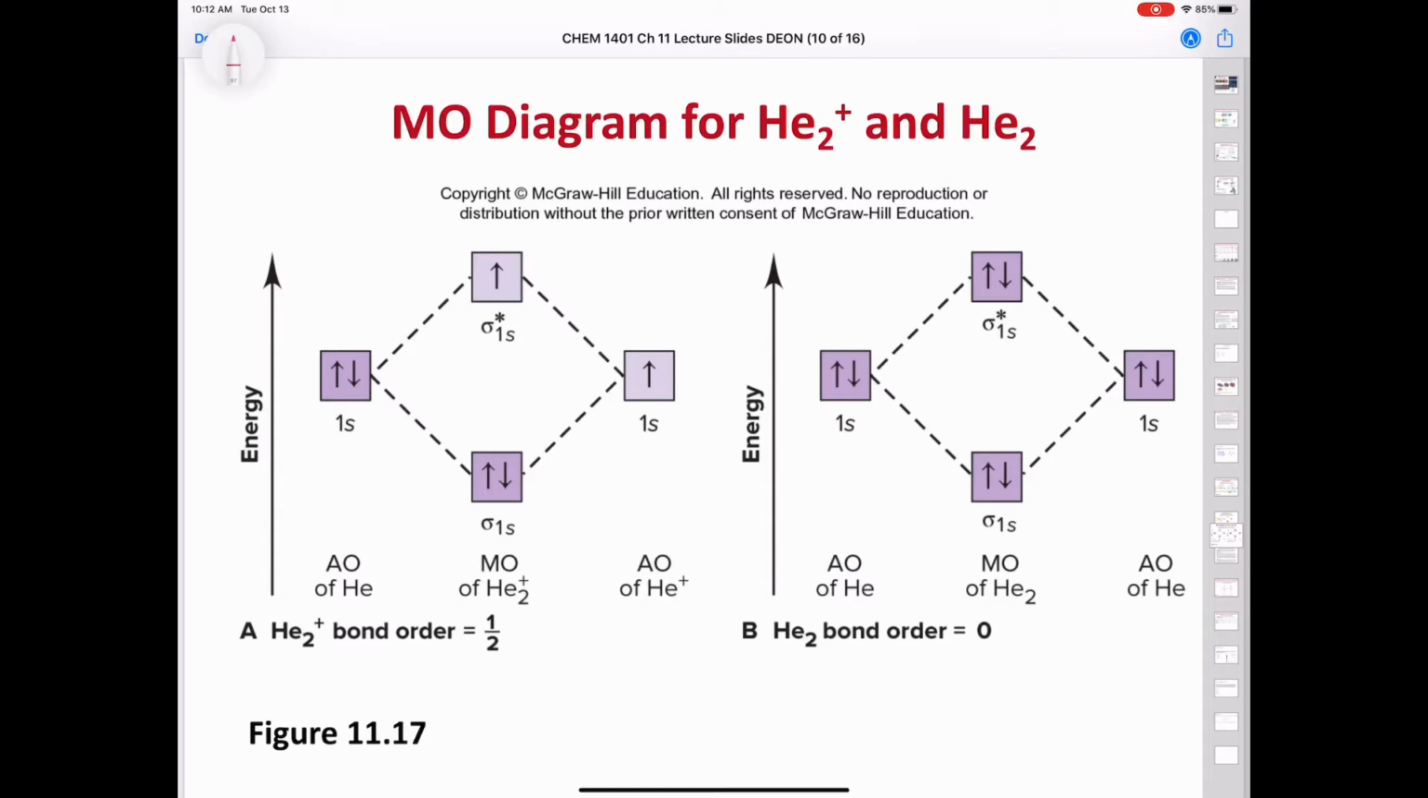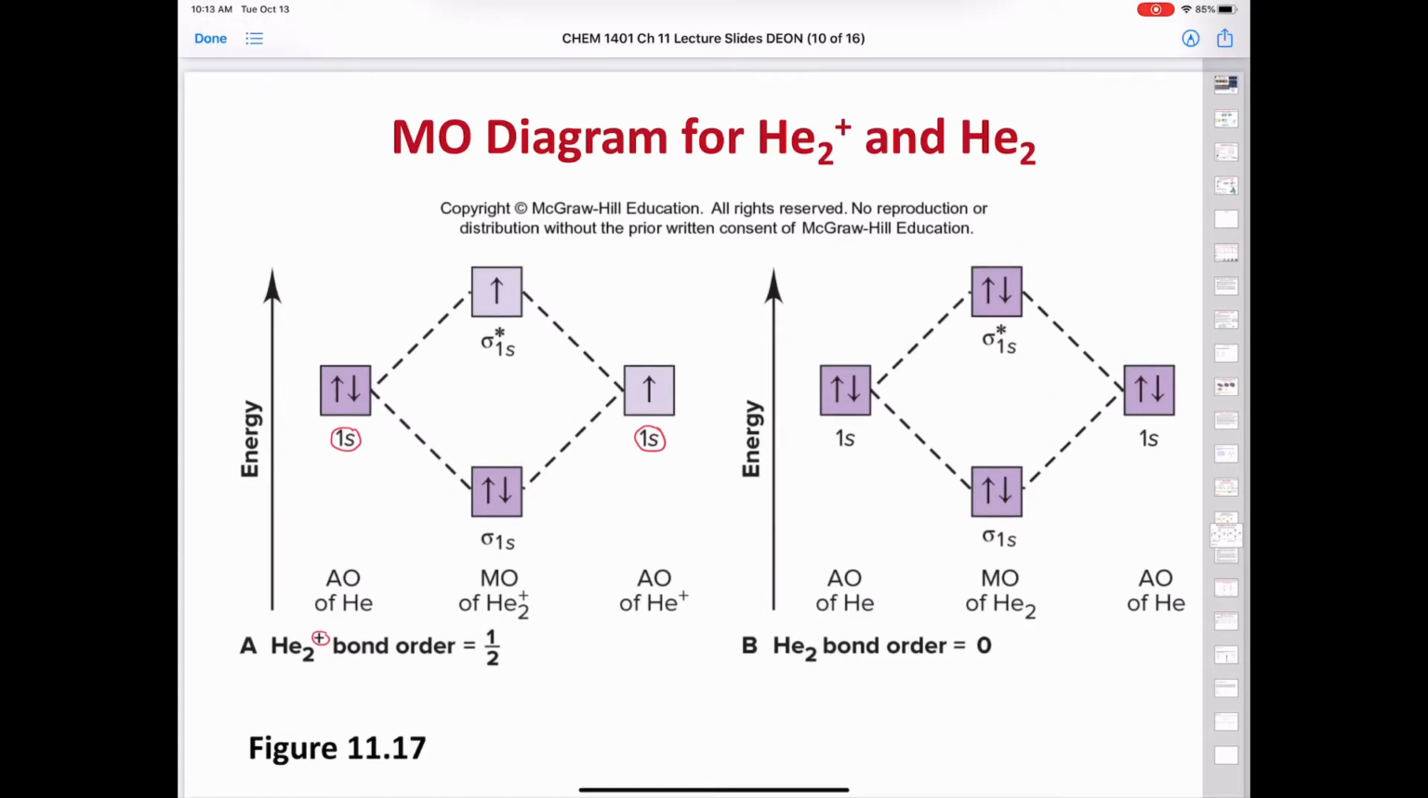In the He2+, shown on the left, the 1s atomic orbitals form molecular orbitals. Remember that helium has 2 electrons, right? It has a configuration of 1s2, but we have a +1 charge, so we're going to remove one of those electrons. So we're going to have 2 electrons for one of the helium atoms, and one for the other, where we removed one electron. Those 3 electrons are distributed as a pair in the sigma 1s molecular orbital and a lone electron in the sigma star 1s molecular orbital.